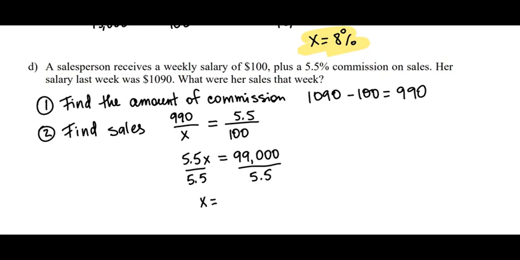X equals 18,000. 99,000 in 5%. No, that does not mix. That is not right. So 99,000 divided by 5.5. 18,000. Oh, sorry. We had the commission, so 18,000 was the sales. I'm getting tired. All right, here we go. Yep, that is correct, 18,000.